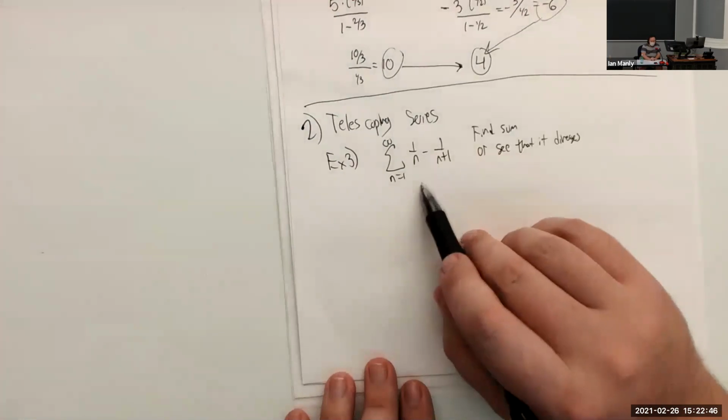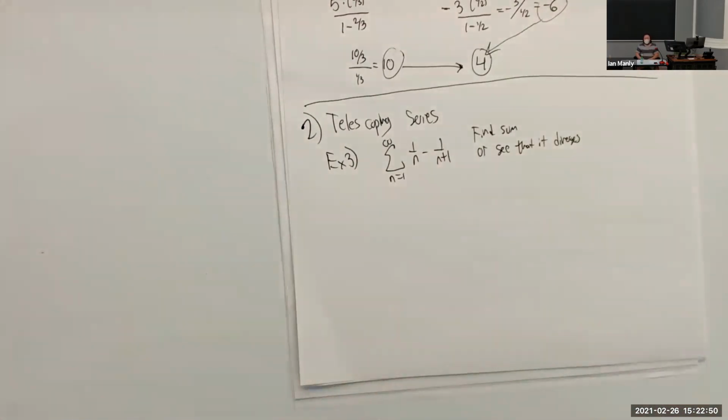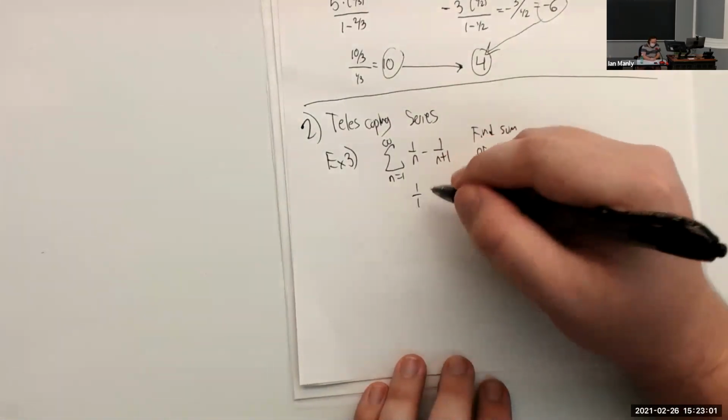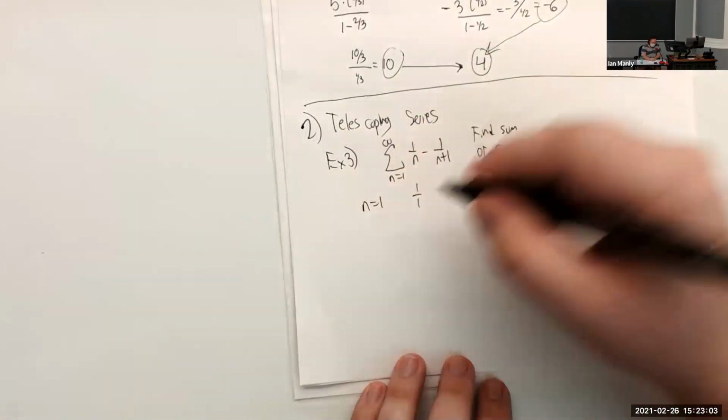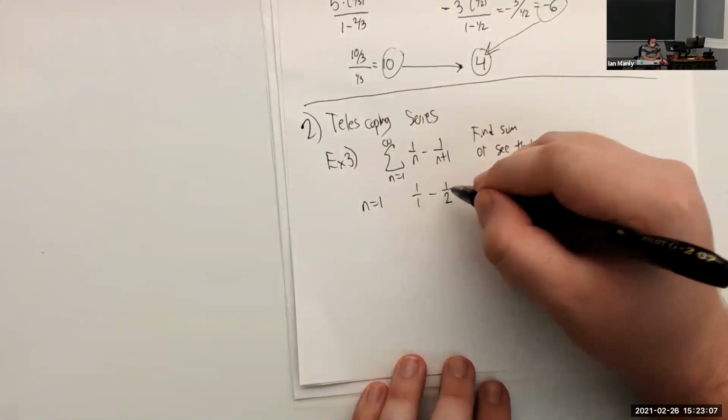All right, so what I'm going to do here is this isn't a geometric series, right? Because we don't have anything raised to the n. The n's are actually in the fractions. They're not part of the exponent. So what are we supposed to do here? Well, what I'm going to do is I'm going to start plugging in numbers. So let's plug in n equals 1. So plug that into here and get 1 minus 1/2.